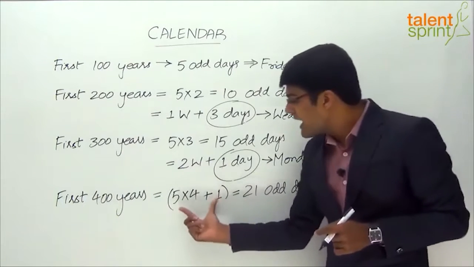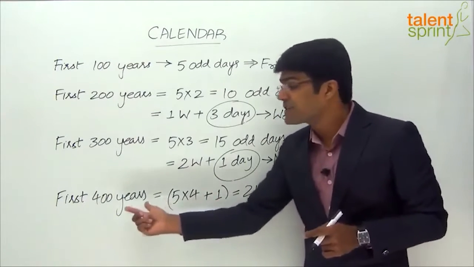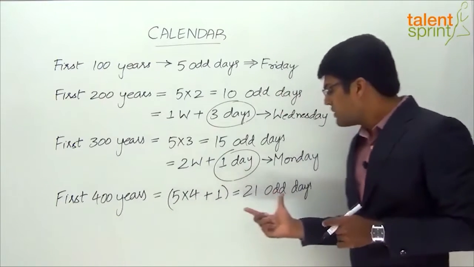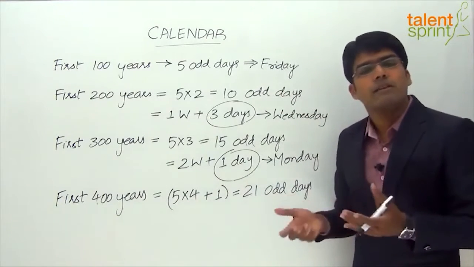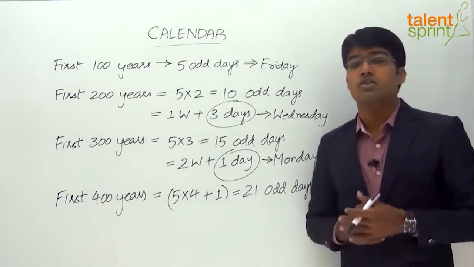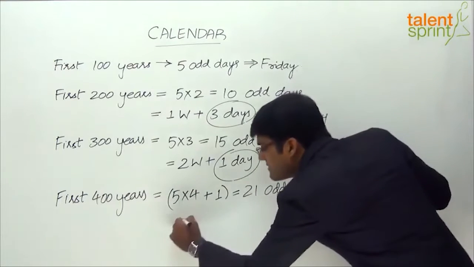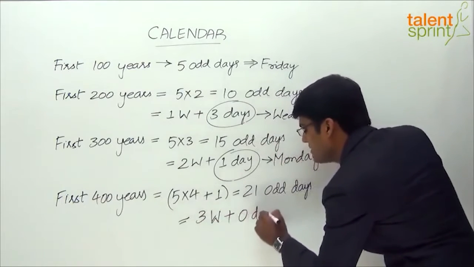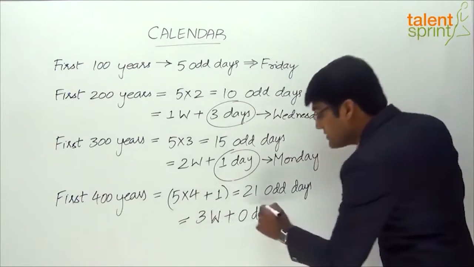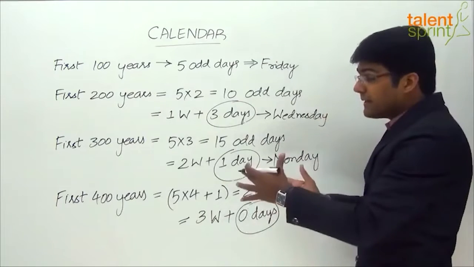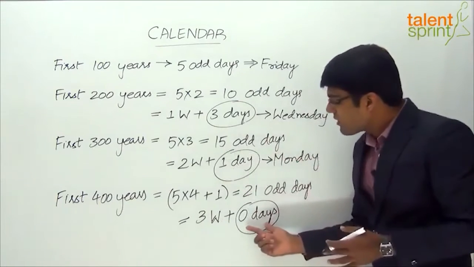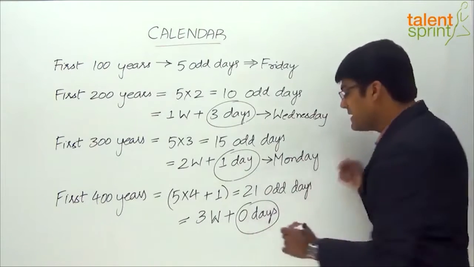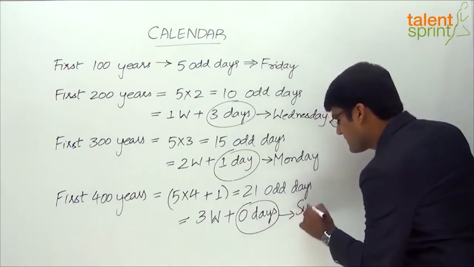So that is the reason we have the total number of odd days for the first 400 years as 5 into 4 plus 1, which is 20 plus 1, 21 odd days. Now 21 odd days is as good as 0 odd days, because 21 odd days can be taken as 3 complete weeks plus 0 days. And 0 days means in the first 400 years we have number of odd days equal to 0. 0 odd days indicate that the day was Sunday.